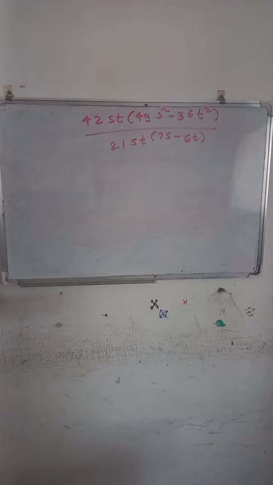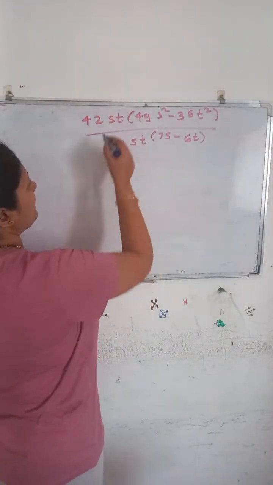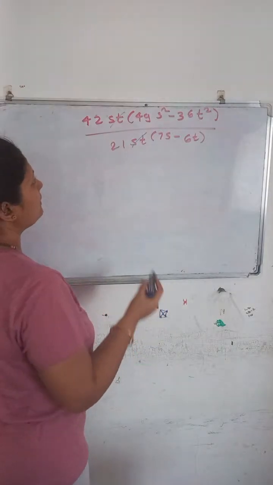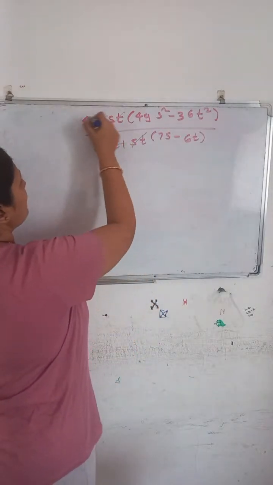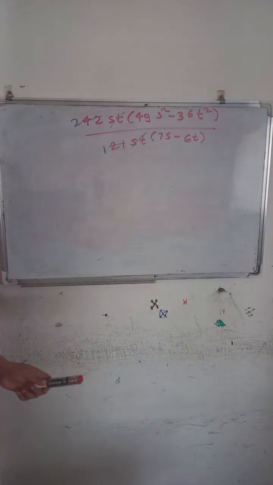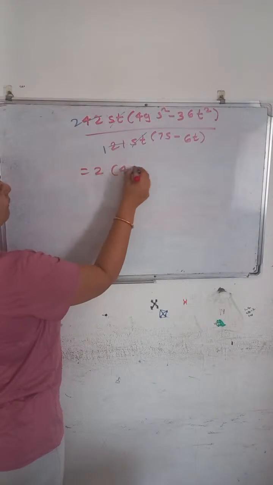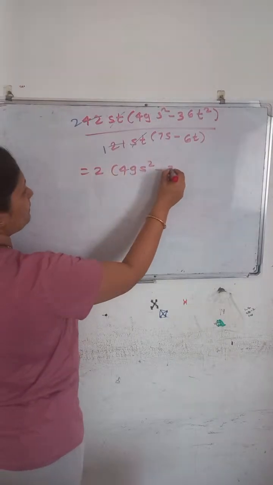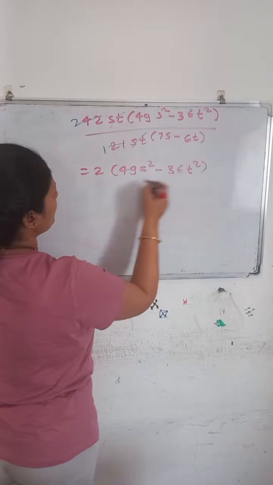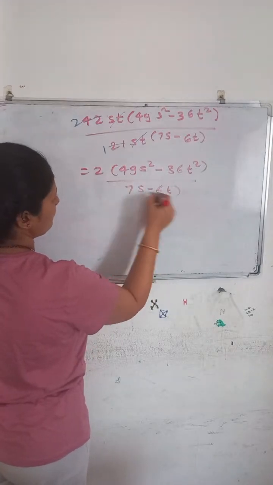Okay, so first what you can do here is see the similar terms outside the bracket, which you can divide directly. ST and ST get cancelled. 21 ones are 21 and 21 twos are 42. So simplified, I will write 2 into 49 s square minus 36 t square, divided by 7s minus 6t.